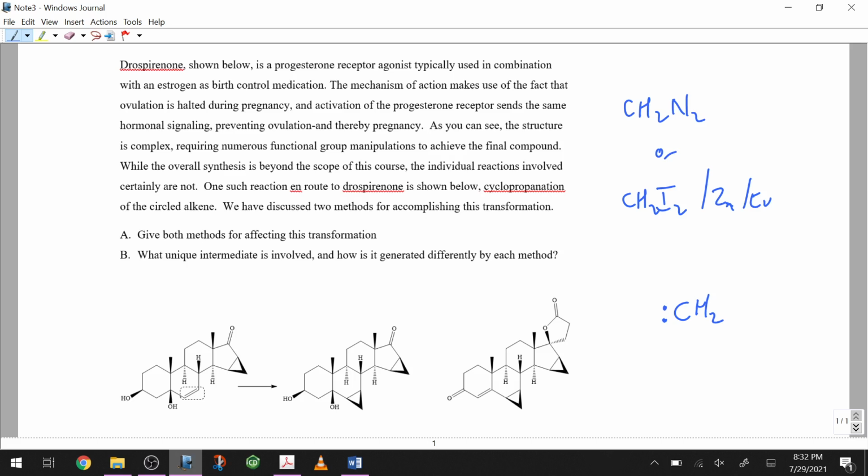In one case, it's generated by nitrogen being lost. That's diazomethane. In the other case, it's generated by a metal insertion between one of the carbon to iodine bonds. So I have one iodide as a leaving group, somewhat cationic carbon at that point. The other iodine ends up with a metal there, so I get a somewhat anionic carbon at that point. So overall, I have the same carbene type problem, but I still have groups that are technically attached.